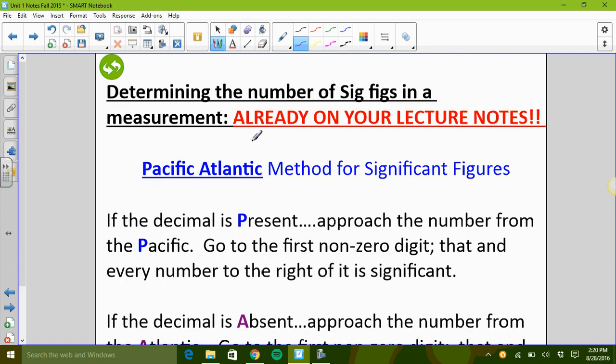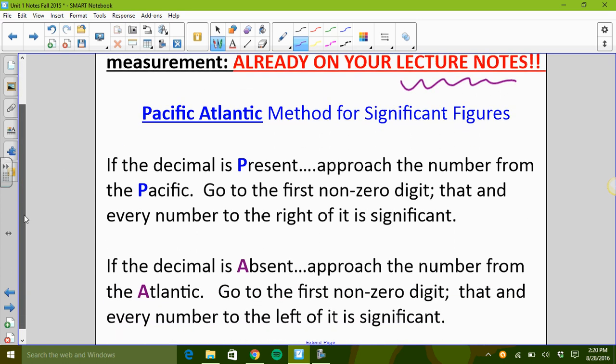This has already been printed in your lecture notes. This is a series of rules that help you to decide the number of sig figs in a measurement. I'm going to walk through some examples with this, and you will also be able to practice on your own.